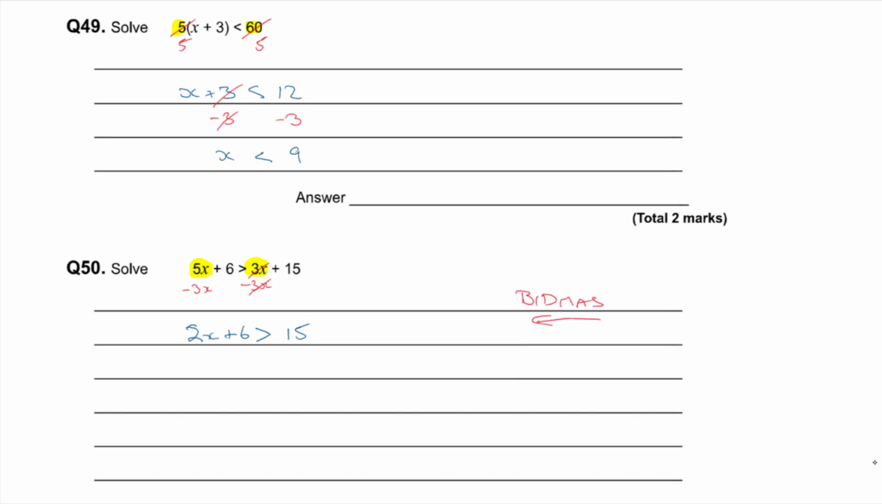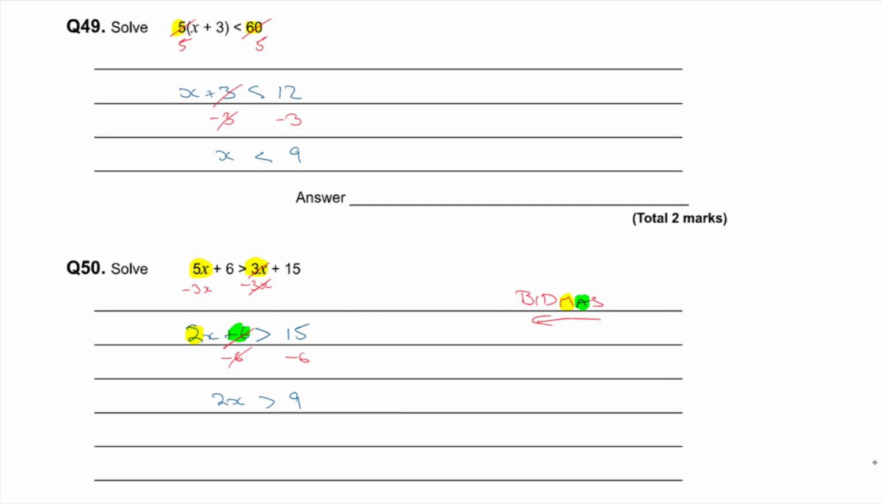So I've got a multiply by 2 and then an add 6. So I've got a multiplication and an addition. Going through BIDMAS backwards, addition first, then multiplication. Dealing with the addition, doing the opposite of adding 6, I'm going to subtract 6. They'll cancel. It's going to leave me with 2x is greater than 15 take away 6, which is 9.